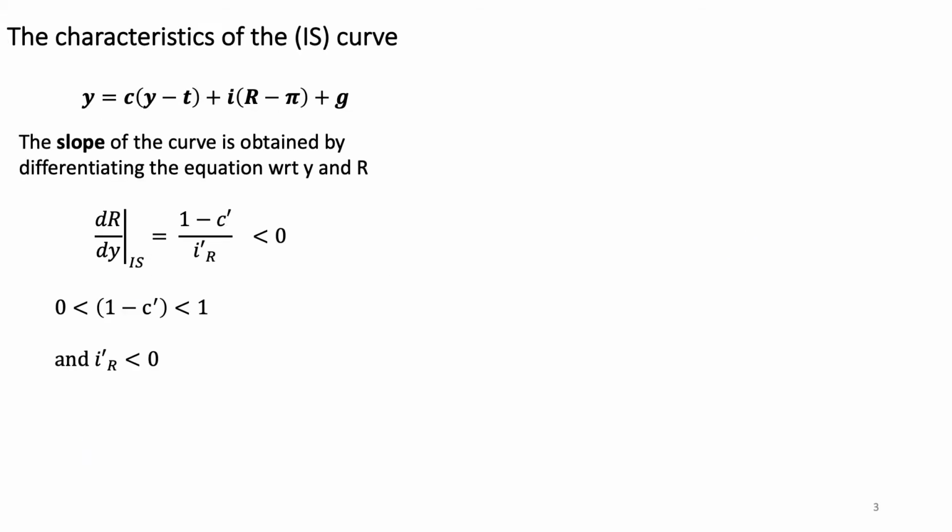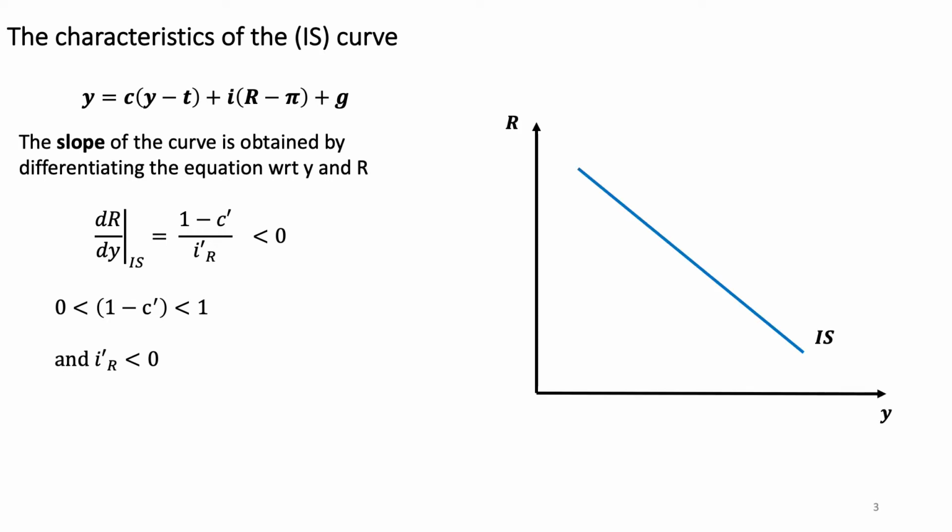Let's now focus on the IS curve. IS represents the equilibrium on the goods market. It is represented by a downward sloping straight line in the plane Y, R. This means that to maintain the equilibrium on the goods market, when Y or R varies, the other variable must vary in the opposite direction.